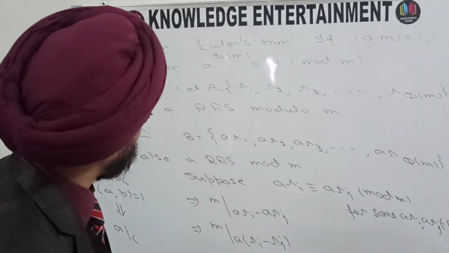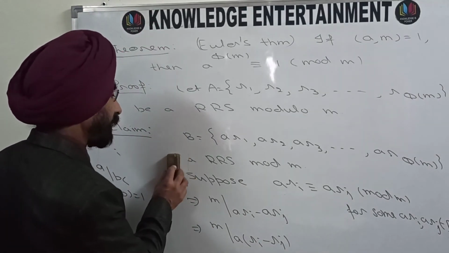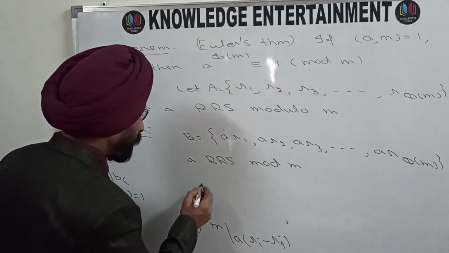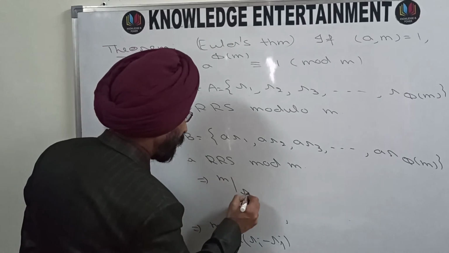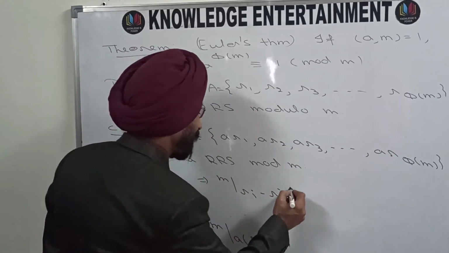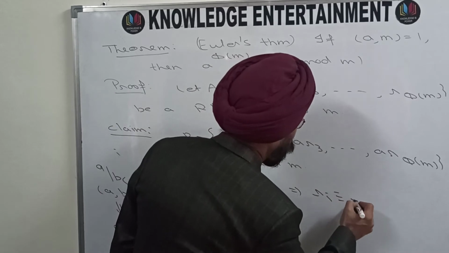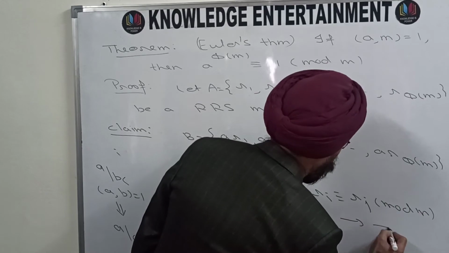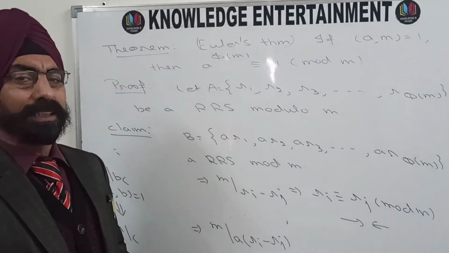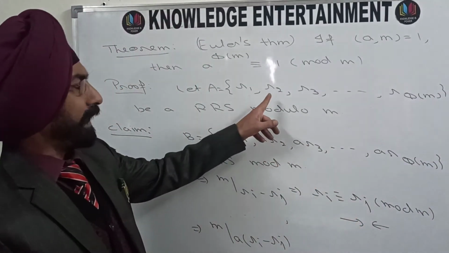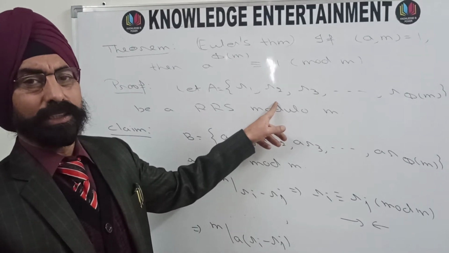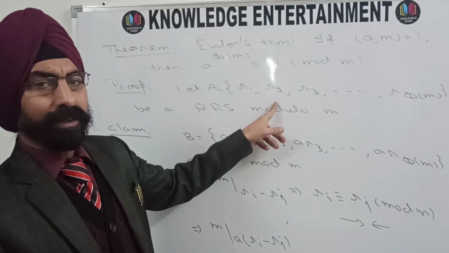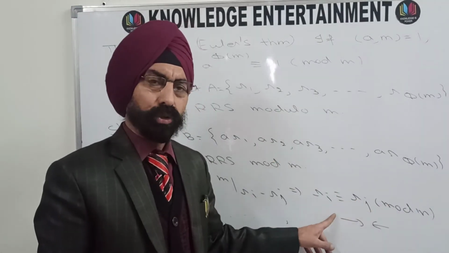So what we will get from here is that M divides ri minus rj, and this means ri is congruent to rj modulo M, and this is a contradiction because ri and rj are already members of a reduced residue system modulo M, and no two members of a reduced residue system modulo M can be congruent to each other modulo M. So we arrive at some contradiction.